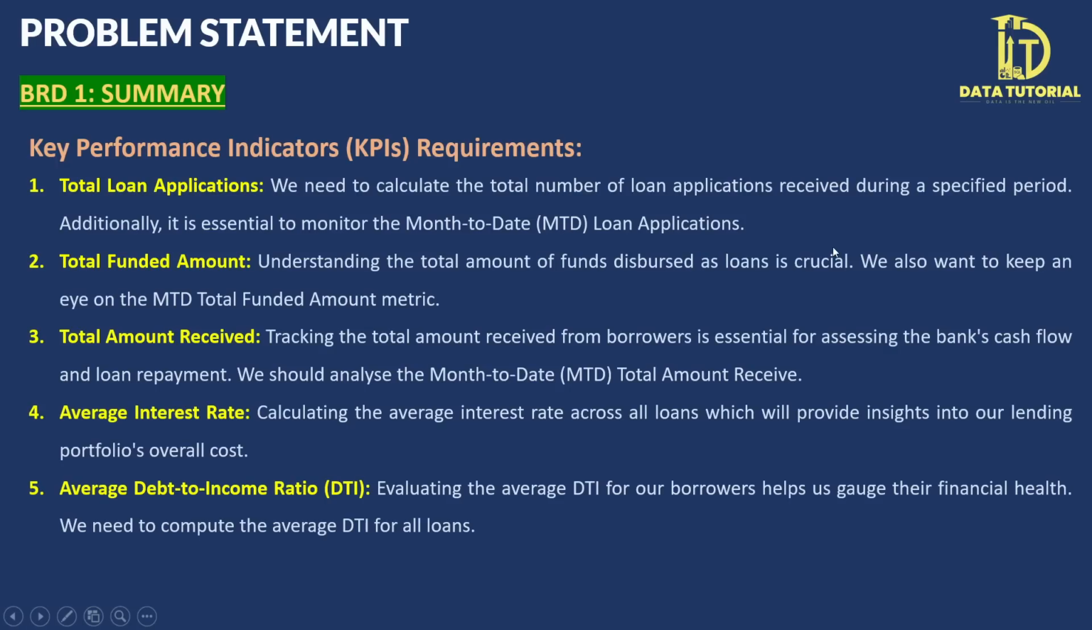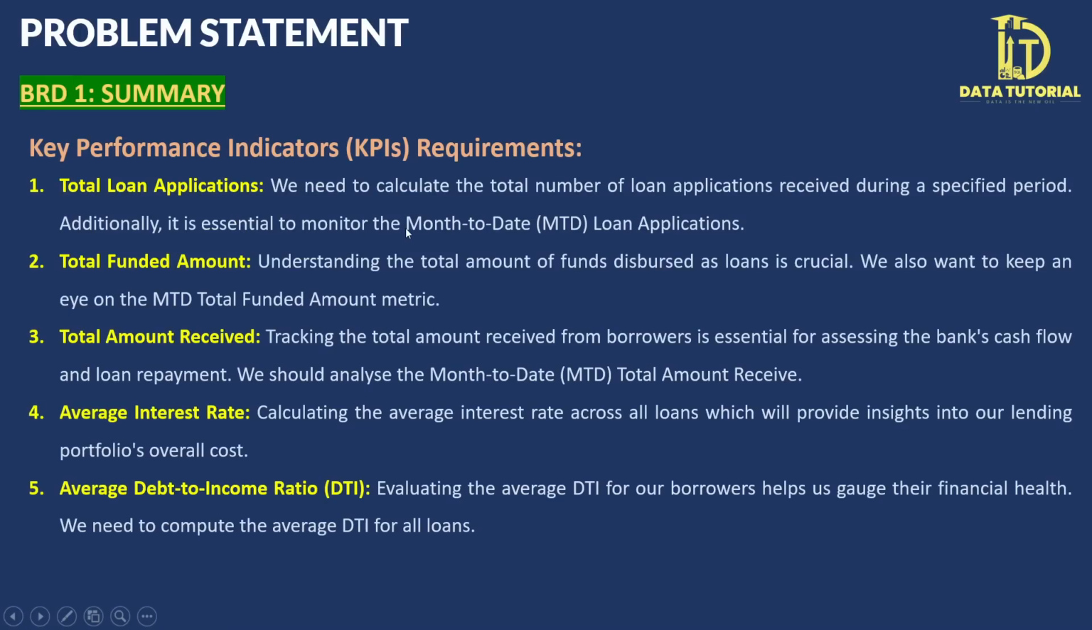In a similar case, we have the financial data, that is loan applications data, and based on that, the first key performance indicator that we have to find out is total loan applications. This is a bank from the United States where consumers take different kinds of loans, and we need the total applications for the specified period. For the data we have across different years, months, and so on, we have to find out total loan applications.